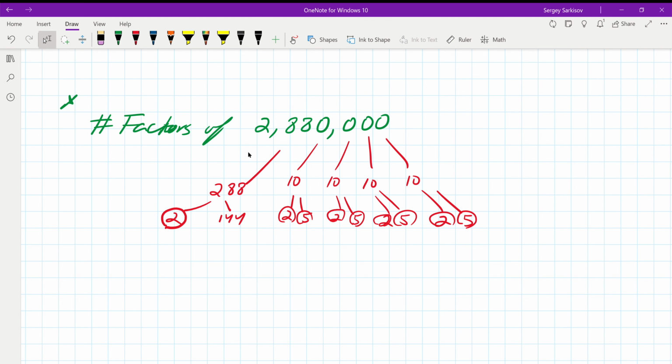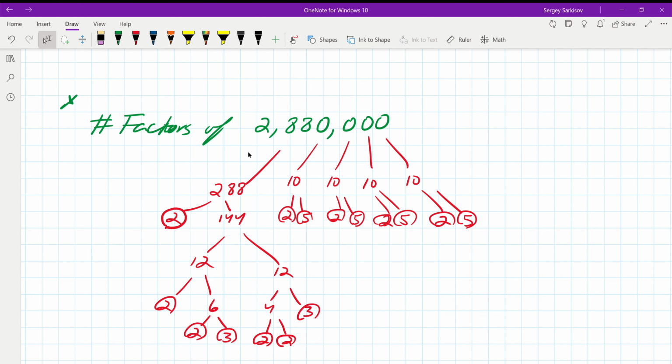144, different ways to do it. 2 times 72. 3 times 48. You know what I'm going to do? 12 times 12. Okay? 12 is 2 times 6. Or maybe you thought 4 times 3. Okay, 2 times 6. 6 is a 2 and 3. 4 is a 2 and 2. You still get 2, 2, 3. 2, 2, 3. 2, 2, 3. Okay? All right.